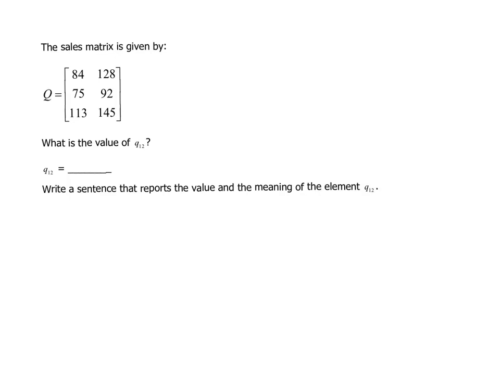The next thing they ask us to do is to report the value of Q sub 1, 2. So remember, when we're dealing with matrices, we usually use a capital letter for the matrix name. And when we have Q sub 1, 2, first of all, that's lowercase, and these numbers tell us the location that we're wanting. The 1 tells us the row, and the 2 tells us the column. So it's row 1, column 2. So what we want is that number right there. So the number is 128.